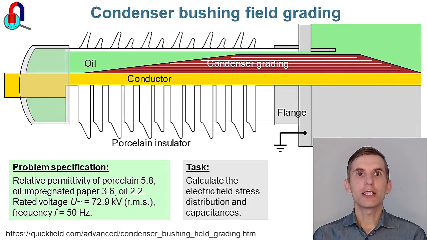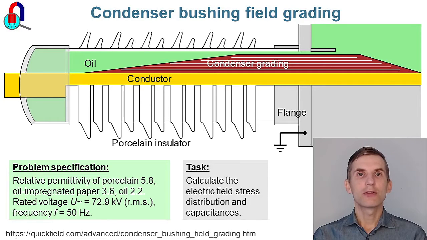The condenser grading is designed to maintain the same capacitance between foil layers. It is achieved by varying the foil layer's length and the spacing between the foil layers. The last foil layer is grounded. The layer before the last is used to connect the diagnostic tap.